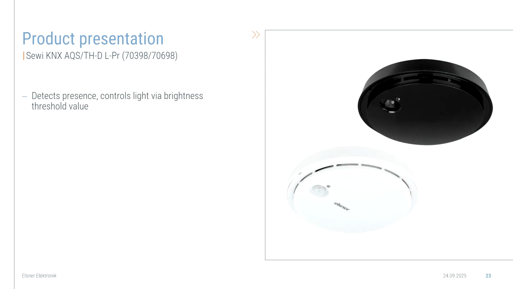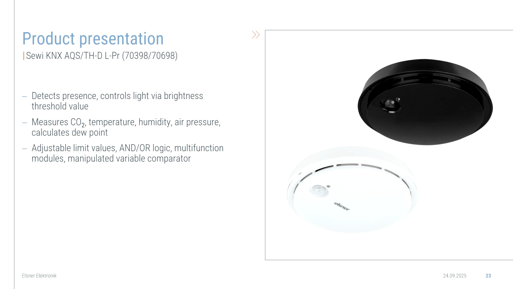Okay, last but not least is our CEVI KNX. It detects presence, controls light via brightness threshold value. And of course it measures CO2, temperature, humidity, air pressure, and it calculates the dew point. So very multifunctional. Has adjustable limit values and all logic, multifunction modules and manipulated variables comparators. Of course, PI controller is integrated.